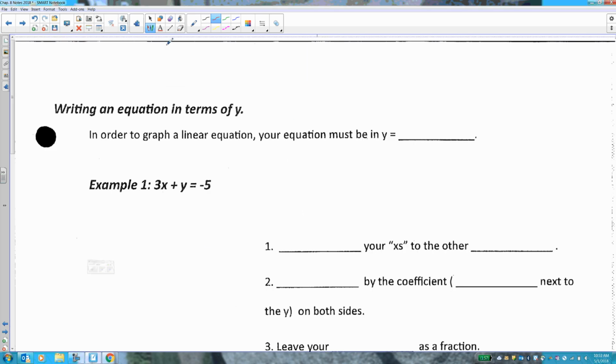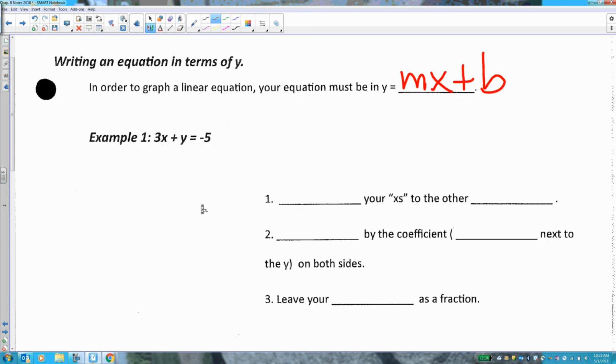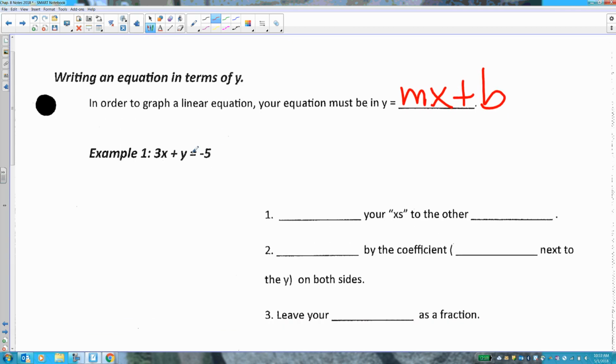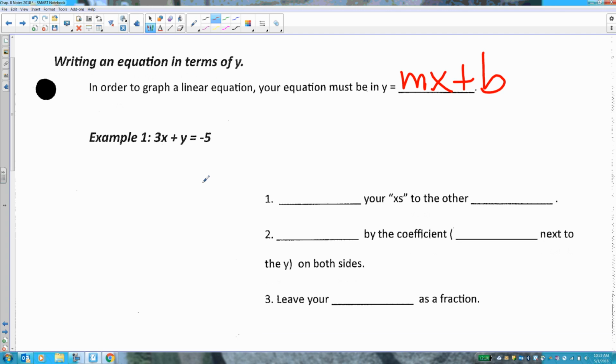All right, so sometimes it's not going to be pretty where y is by itself, so we're going to have to get y by itself. So you're basically trying to get it where it's m, a number in front of x, then plus another number. That's what you're trying to get to. So if you notice on example 1, y is not by itself. And the only way we can make those tables and things, you could do it this way, but the simpler way is to just get y by itself. So same concept here, like from chapter 7, you're just going to draw the balance bar.